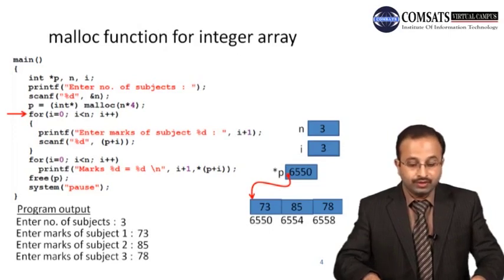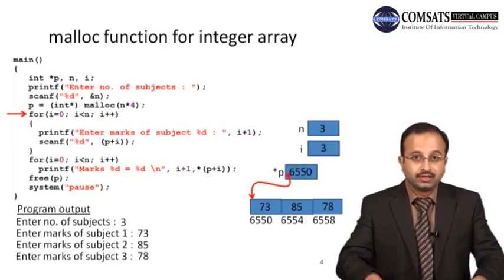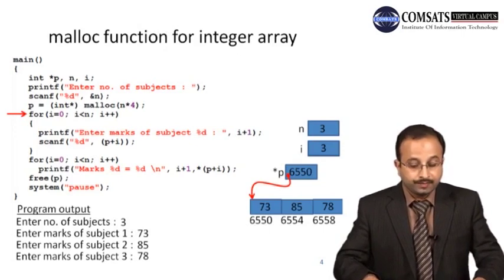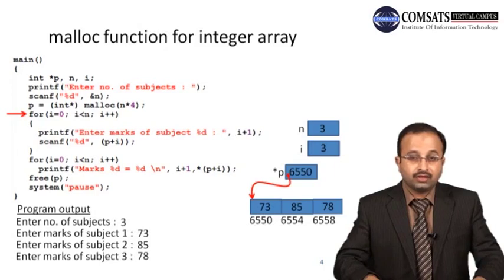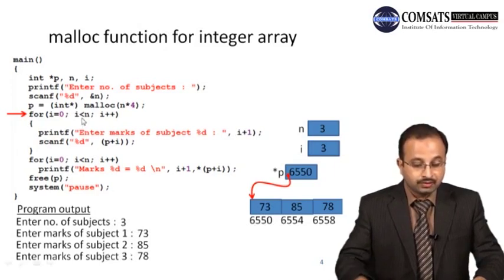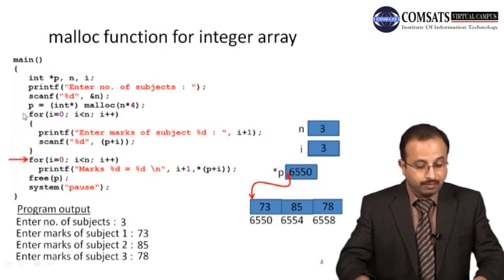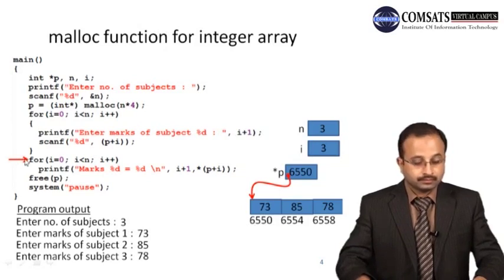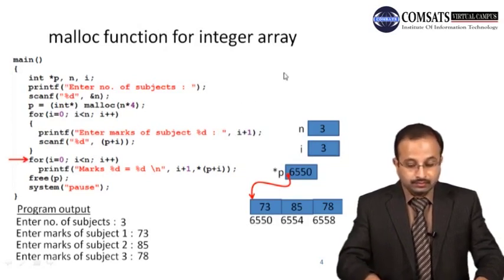So the condition of the loop, 3 less than or equal to 3, is false. Sorry, the condition of the loop is 3 less than 3. It's not less than or equal to, it's just the less than sign over here. So the condition 3 less than 3 becomes false, so it comes outside the loop, and the next statement is the other for loop. So after this for loop, when the condition is false, the next statement is this one. So now the value of I becomes 0 again.